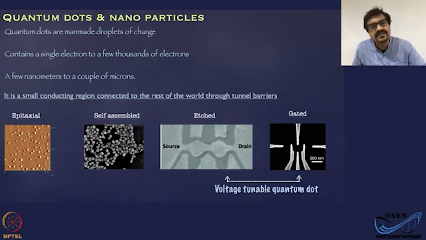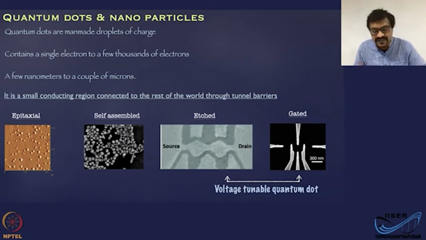When people discuss quantum dots, many times quantum dots and nanoparticles were used synonymously, but they are not the same. Quantum dots are man-made droplets of charge. Those are small nanoscale or microscale conducting regions where quantum effects due to confinement are observed. Nanoparticles could be nanoscale or microscale size material of insulating nature also.